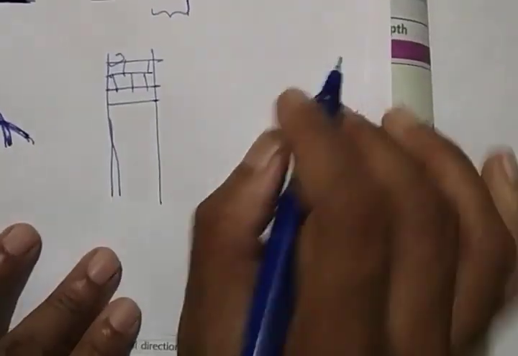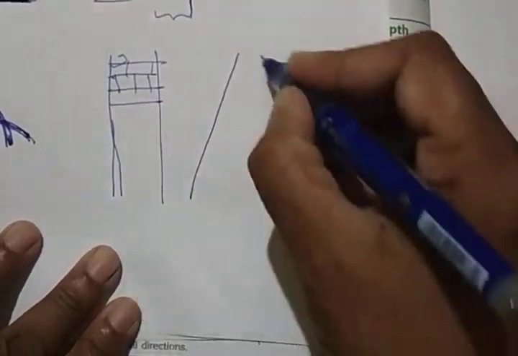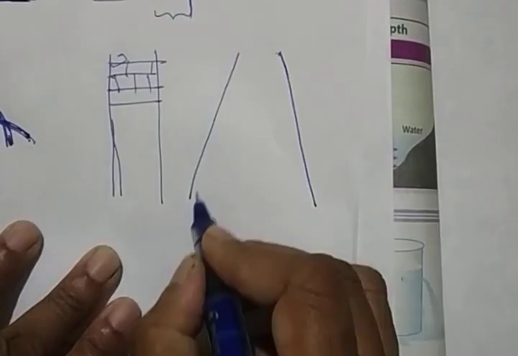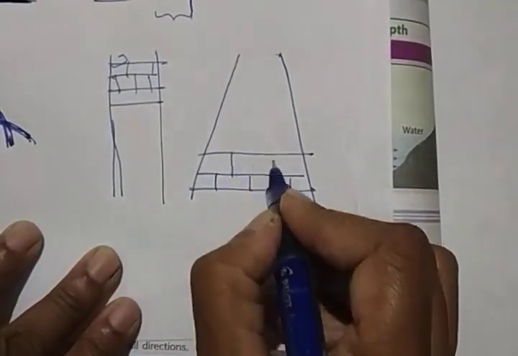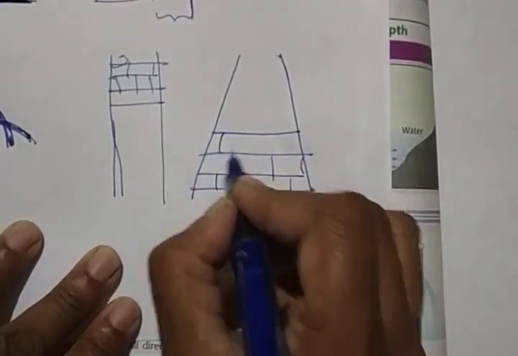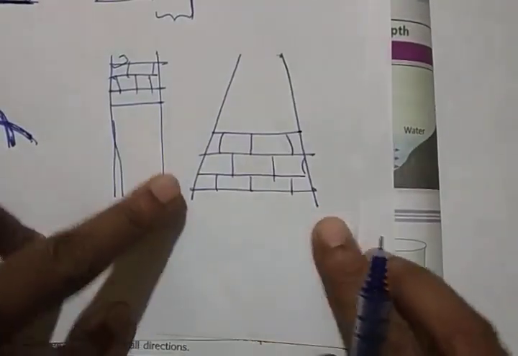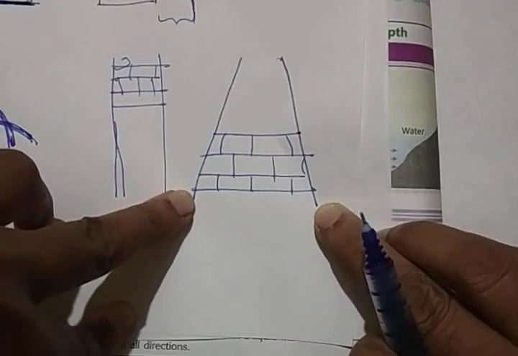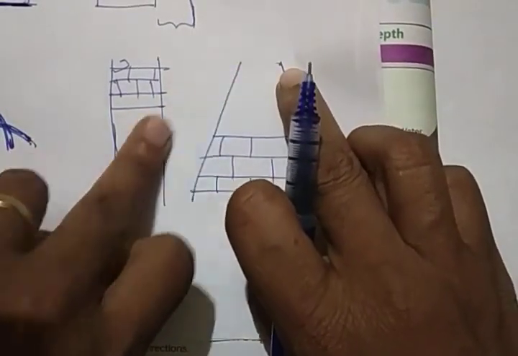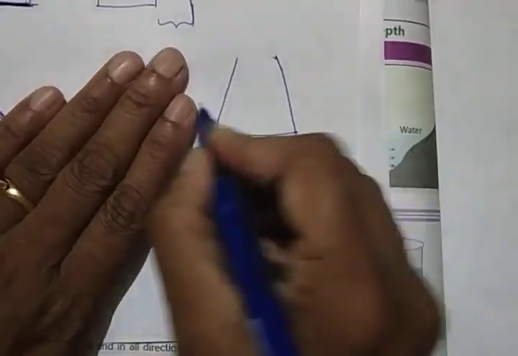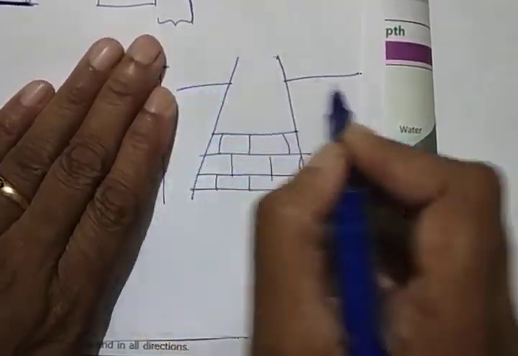Whereas the wall of a dam will be like this. Okay, so this will all be bricks and all that. Okay, why is it so? The base of this dam is broader than the top. The reason being, what is a dam used for? To store water.